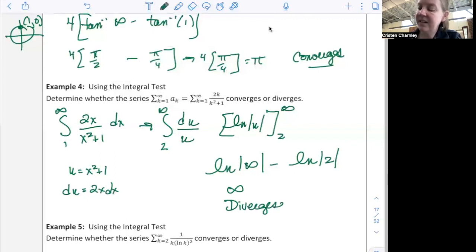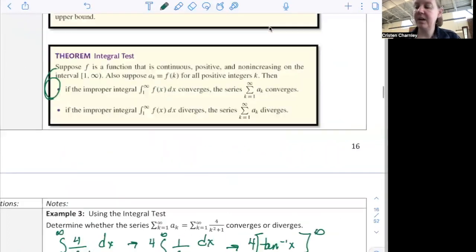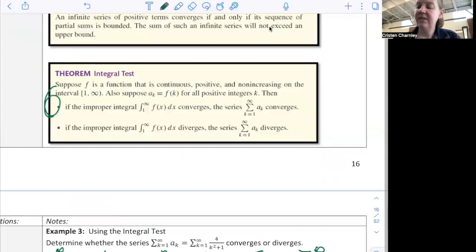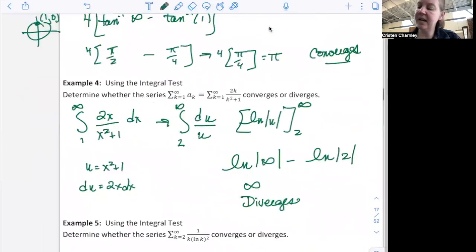Because we got infinity, I know that my original series diverges. It doesn't have an exact answer. We say diverges. So let's just recap up here. If the improper integral diverges, the series diverges. If the improper integral converges, the series converges. And so that integral test is really, really nice.